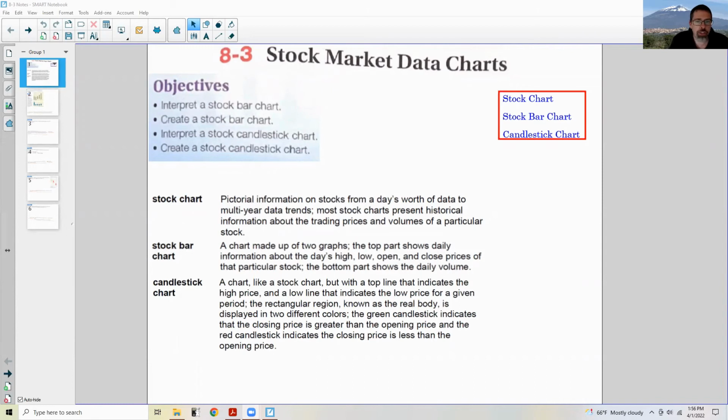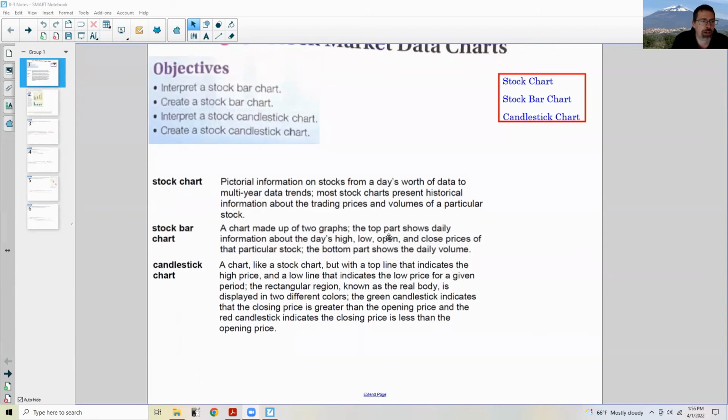All right, so let's go over the definitions first. Stock chart is pictorial information on stocks from a day's worth of data to multi-year data trends. Most stock charts present historical information about the trading prices and volumes of a particular stock. All right, stock bar chart, a chart made up of two graphs. The top part shows daily information about the day's highs, low, open, close, prices of the particular stock, and the bottom part shows the volume, how many people bought and sold.